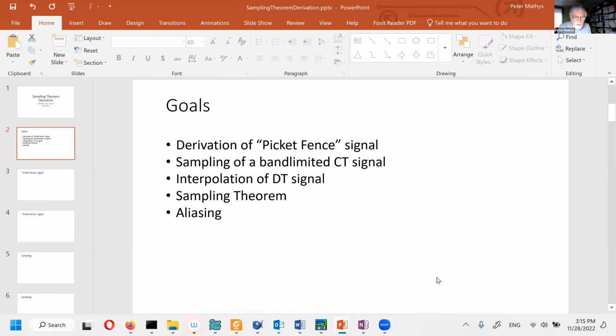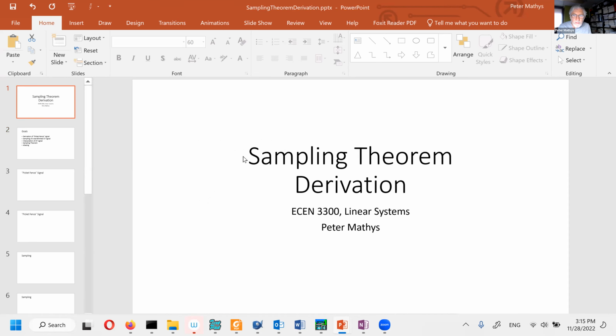In this video, you want to take a look at the sampling theorem and derive the conditions for sampling a continuous time signal and then reconstructing the continuous time signal from the discrete time samples again. Okay, so let's get into the right screen here. And we want to look at this part here. So this is the title.